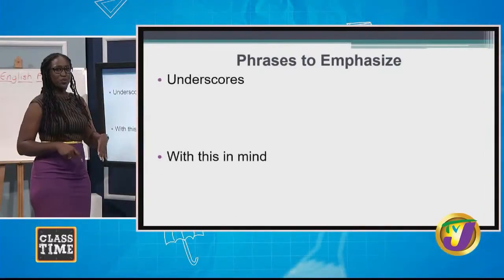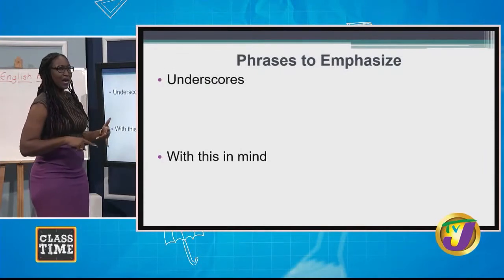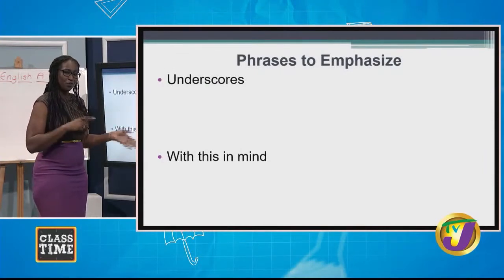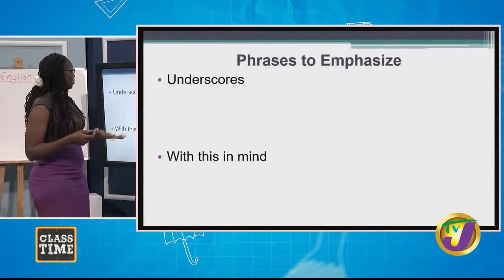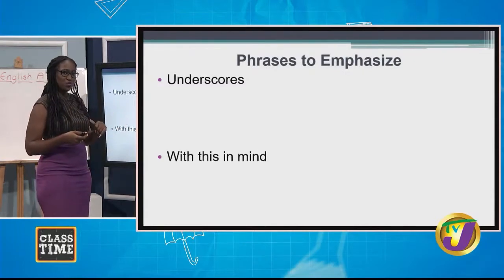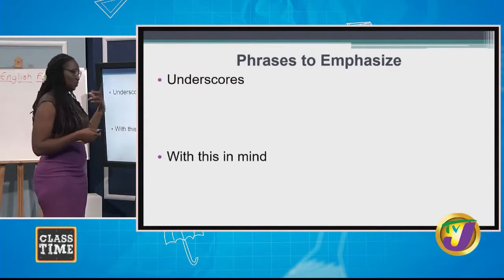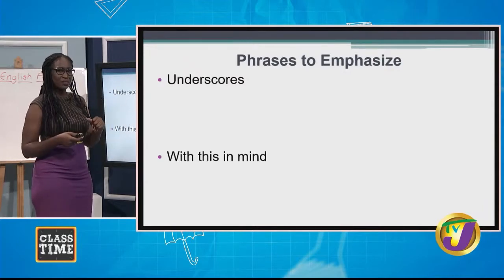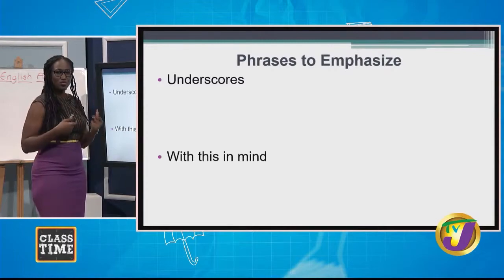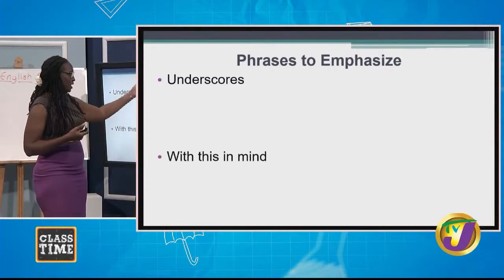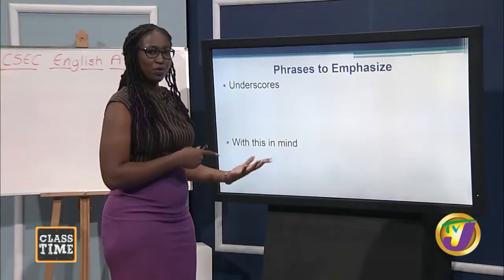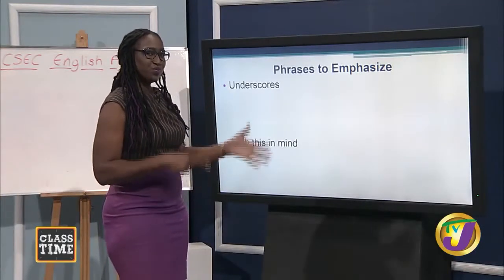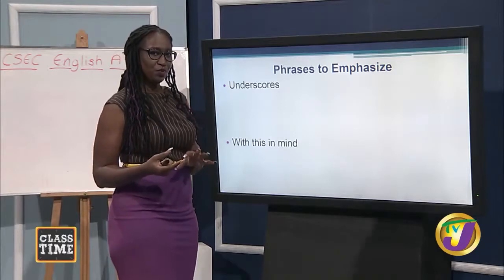So remember now, you're showing emphasis and you are arguing either for or against the idea of wearing a school uniform. So how can you use underscores to do that? How can you use with this in mind to do that? Think of a sentence you could create that would emphasize something, whether a point to agree with wearing uniforms or a point to disagree with wearing uniform.